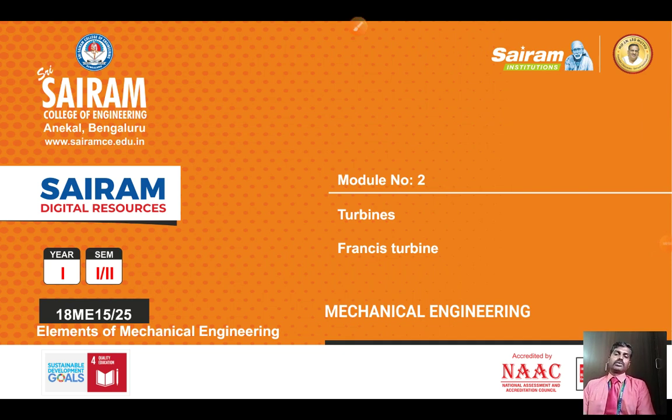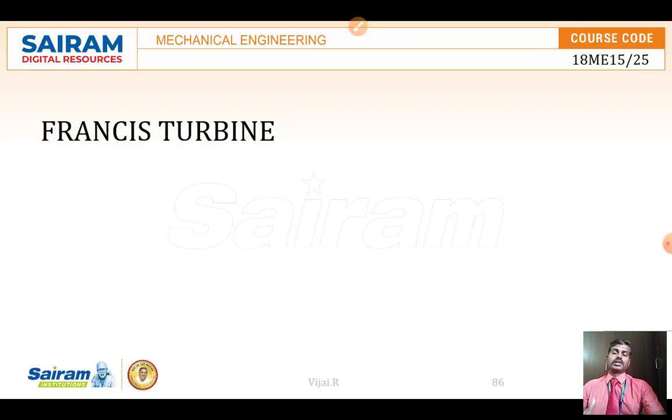Dear students, in this video we are going to discuss turbines, the Francis turbine. In the previous video we saw the Pelton turbine, which is a tangential flow turbine, and we discussed what a turbine is and the classification of turbines. Now, how is the Francis turbine different from the Pelton wheel turbine, and under which category of the classification will it come? We are going to discuss all of this now.